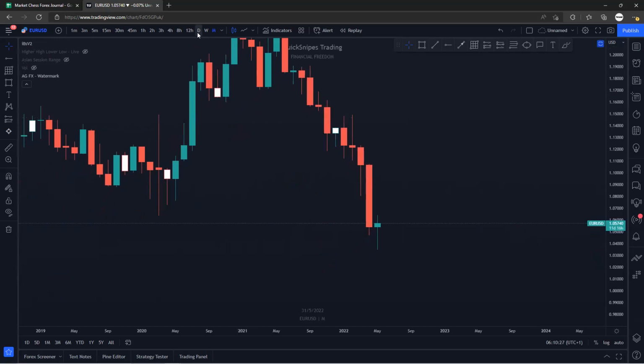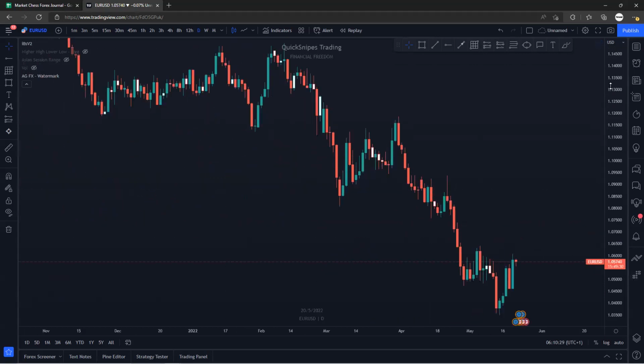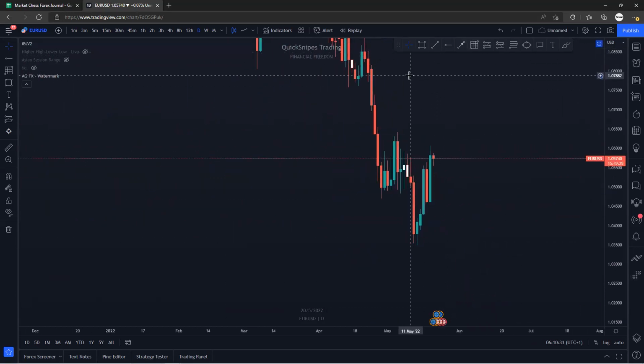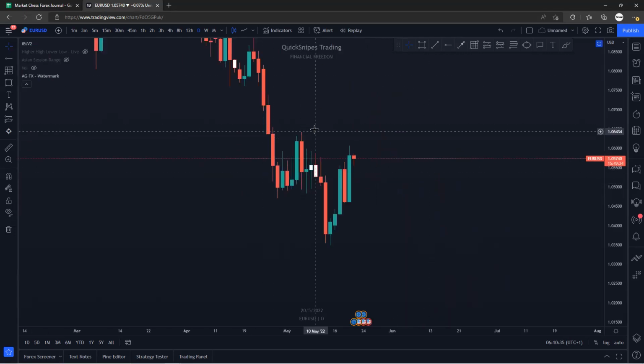So back on Euro US dollar, onto the daily. We do expect that daily high to be taken out over here. So how can we trade Euro US dollar? We have to be very careful, so market structure isn't too clear at the moment.